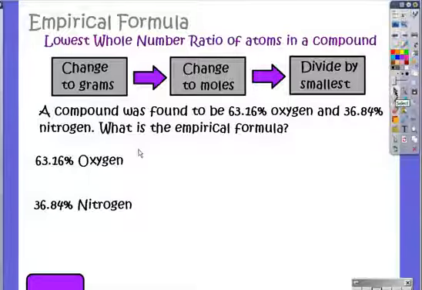Empirical formulas are the lowest whole number ratios of atoms in a compound. And many times we're able to analyze a compound to determine what percentages of the different elements that compound's made from, what percentage in mass for each element.